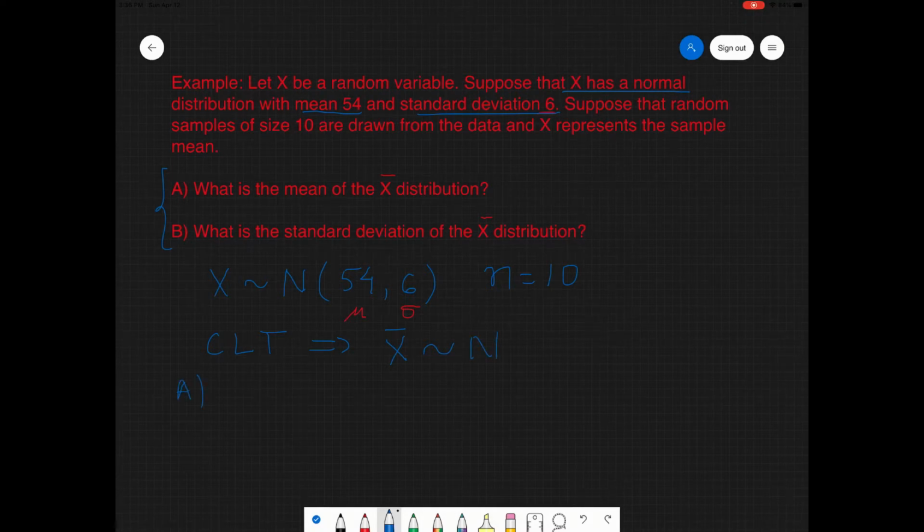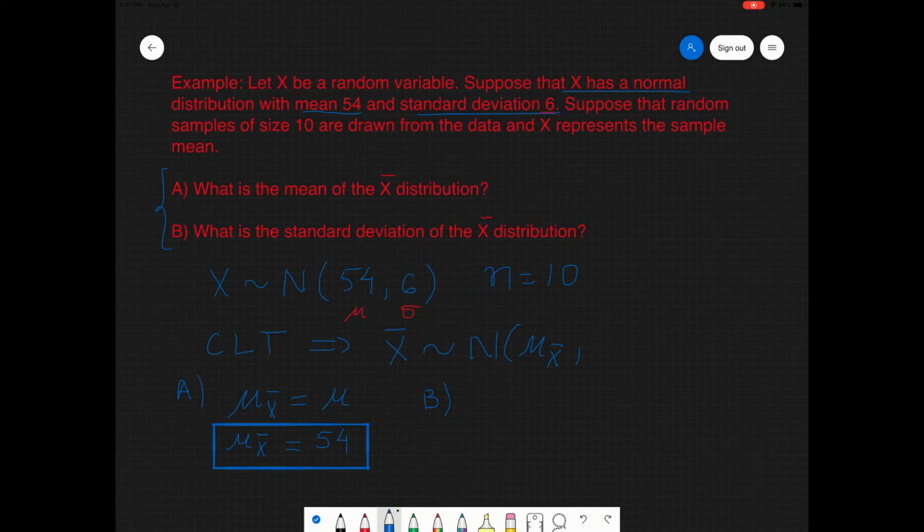So for part A, we're going to determine what is the mean of the sampling distribution. So the mean of the sampling distribution, by properties of the sampling distribution, is the same as the underlying population. So we have that the mean of the sampling distribution is 54.